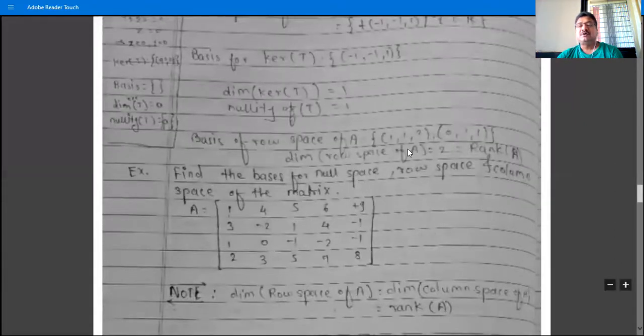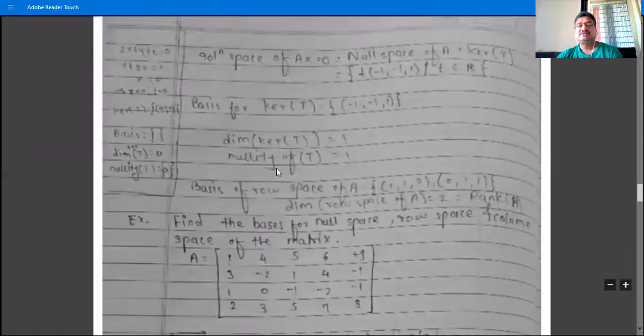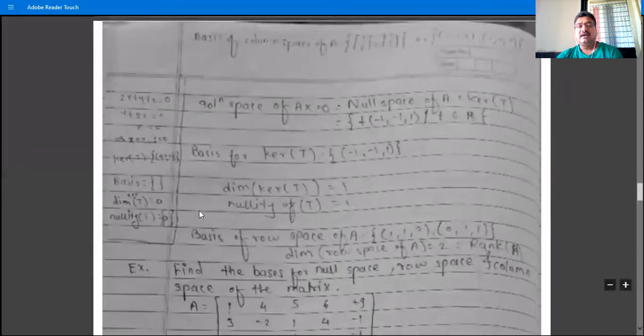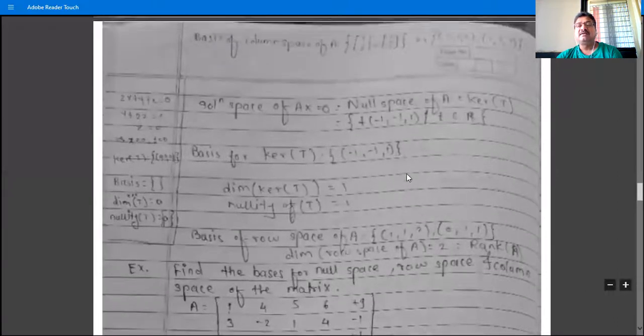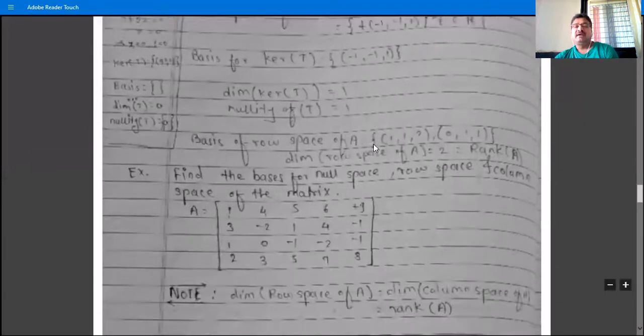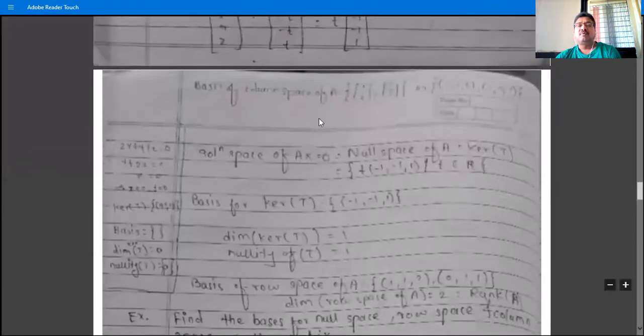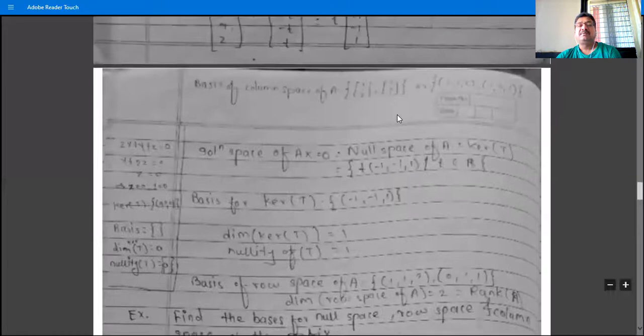So the basis for the row space of A, don't write this. We have to write either the basis for the row space of A transpose. So cross this out, and write this sentence after the nullity of T. Take the matrix A and reduce it to reduced row echelon form, and then write the basis for the column space of A as this. And then we write that the dimension of the column space of A is equal to 2, and therefore the rank of T is equal to 2.